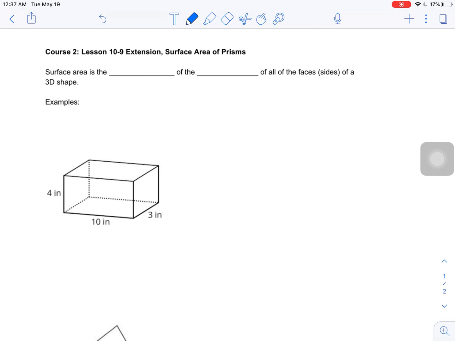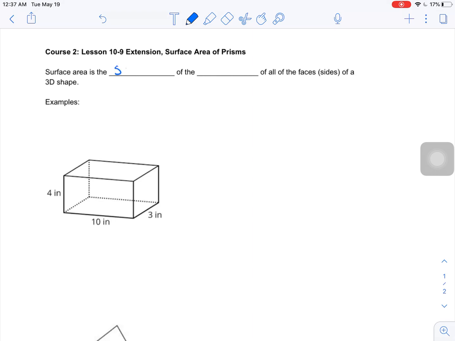That's what volume is. What we're going to talk about today is surface area. So surface area is around the outside of the shape. If you thought about wrapping your shape up in wrapping paper, the amount of wrapping paper it would take to cover all of the sides of your shape, that's surface area.